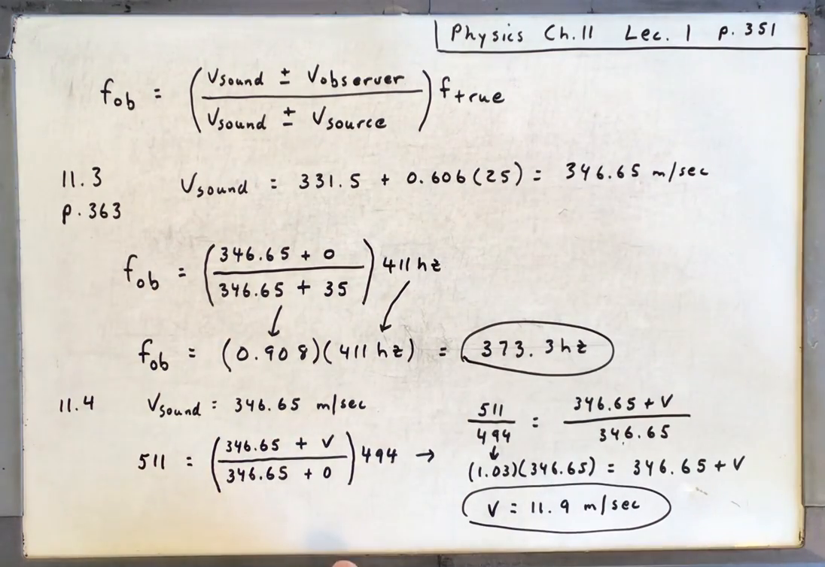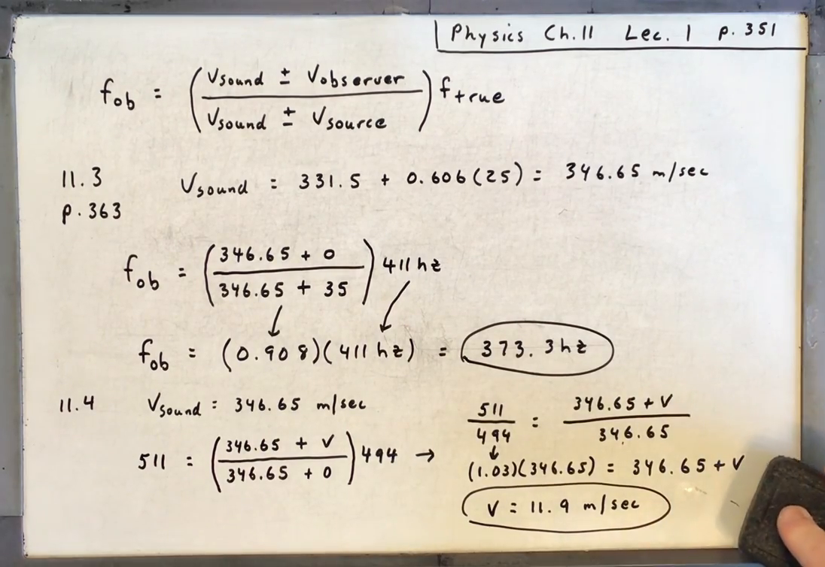That's the way I prefer to do the algebra. You could multiply 494 by the tops there and then do all that, and you're going to come up with the same answer as long as you have the same rounding. Okay, let's move on. We'll finish this lecture up in just a second.